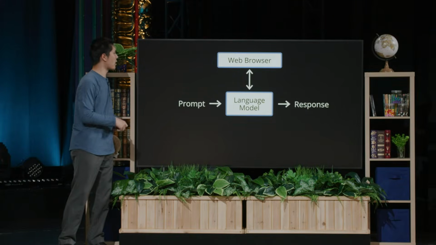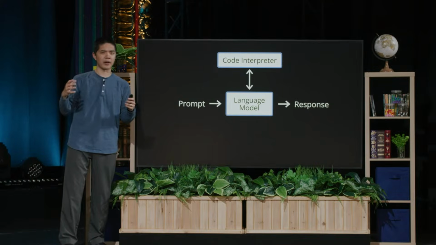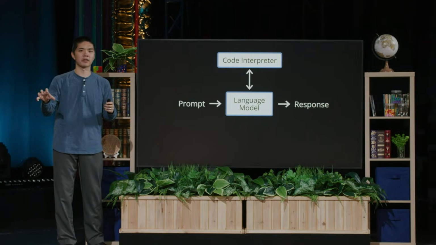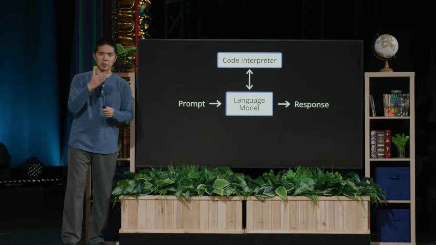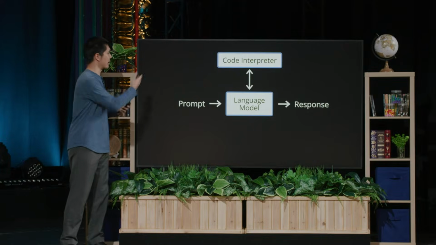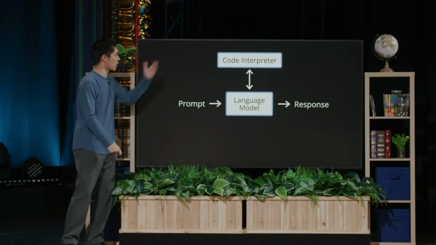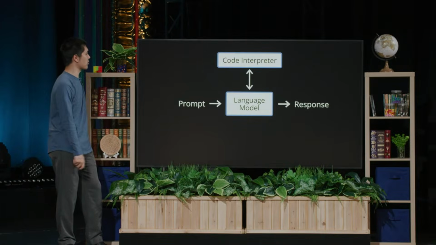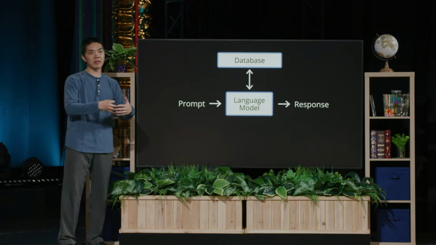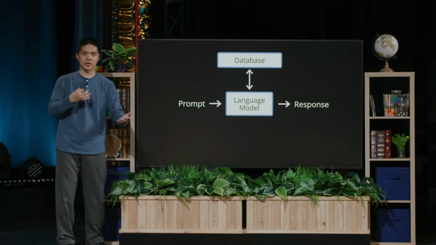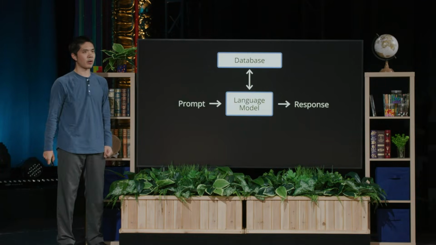Maybe we also give the language model access to a code interpreter so that it can write some code and see what the response to the code is. So if I need a very precise mathematical, algorithmic response to something, we could give the language model the ability to solve those kinds of problems too. Or maybe we give the language model access to an entire database of information that it can query and figure out answers to questions.